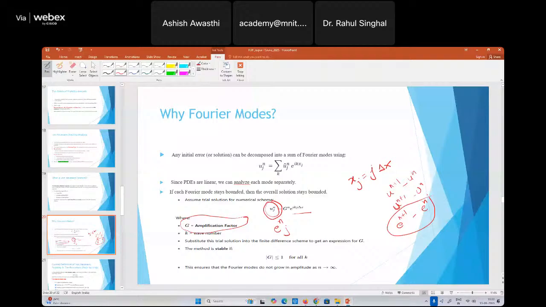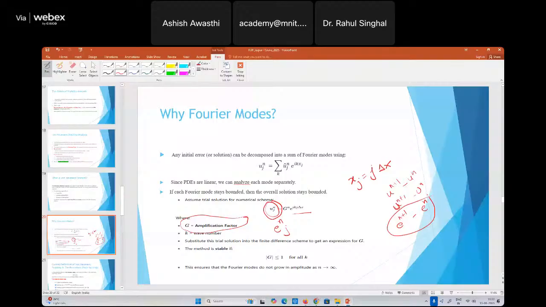So g power n will be under control, as n goes to infinity, only when the modulus of g is less than 1. Modulus of g less than 1 means that your error is under control, that it is going to decay, isn't it? So that is the idea here.